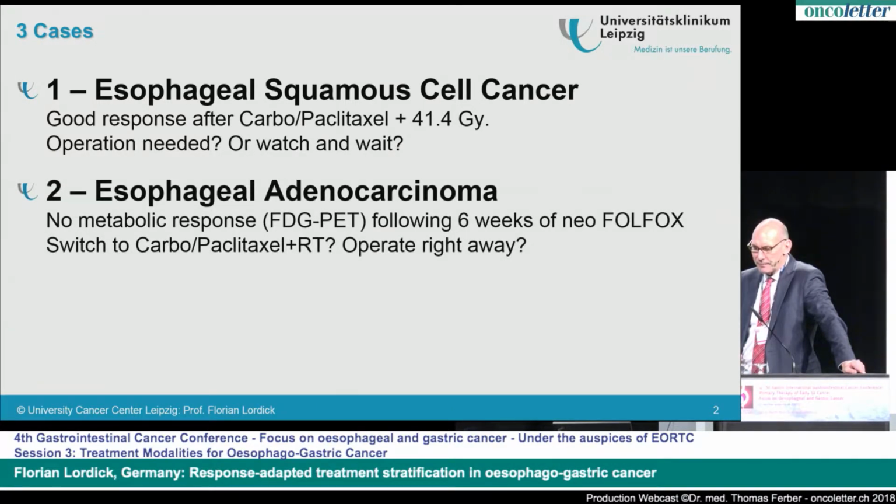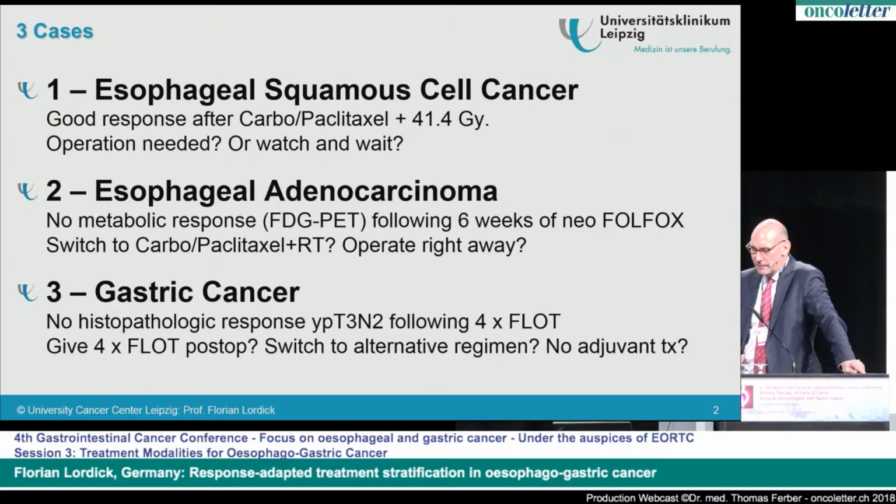Second scenario is a patient with esophageal adenocarcinoma. He was monitored with metabolic response imaging with FDG PET during neoadjuvant chemotherapy. Investigators saw no metabolic response following 6 weeks of neoadjuvant FOLFOX. And they asked the question, should we switch to carboplatin, paclitaxel, and radiation therapy? Should we operate right away?